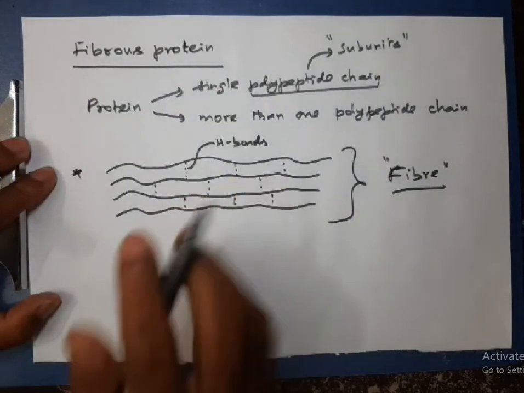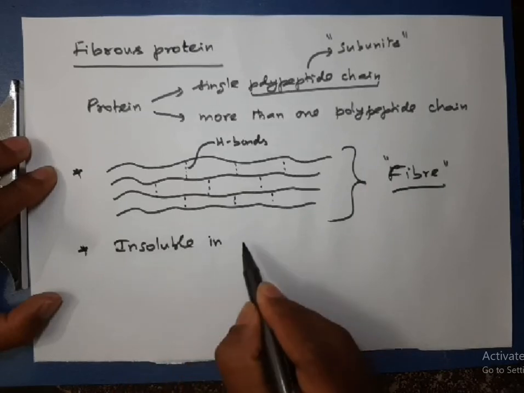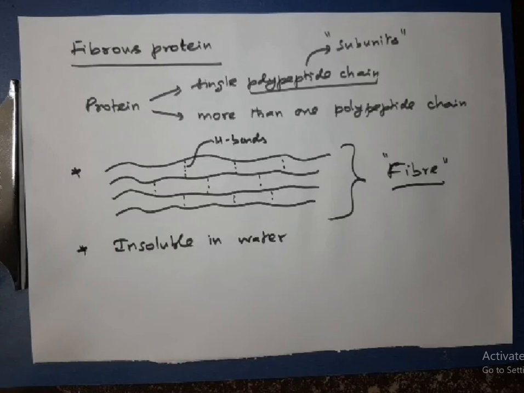And remember, fibrous proteins are insoluble in water. So these proteins cannot act as a hormone. You know very well, a hormone should travel in blood, or in water, so to travel in water it has to be miscible in water. Since fibrous proteins are immiscible or insoluble in water, fibrous proteins usually cannot be hormones. So keep this in mind.